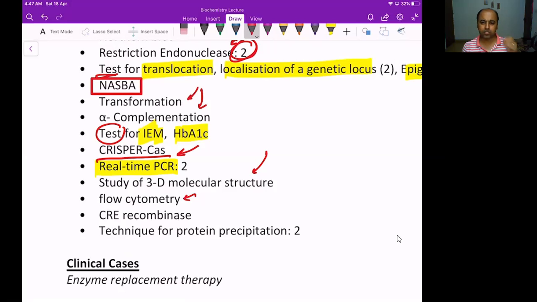Again, I would say this was an out-of-the-blue question. Most of my MD students also were unable to answer this question, so no need to worry. Same applies for the question based on Cre recombinase. What is the target for Cre recombinase? This was the question which was asked. And one basic question asked twice back to back in two exams: technique for protein precipitation.